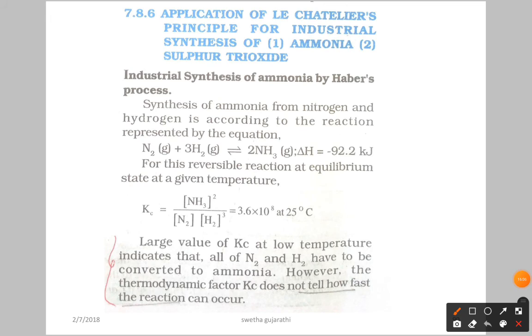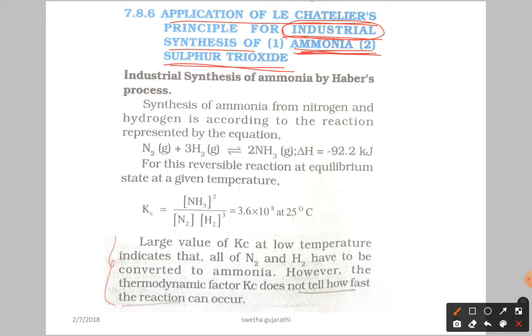Next. In our textbook we have the applications of Le Chatelier principle, for industrial preparation of ammonia and sulfur trioxide. Here we have two applications. Industrial preparation means you are going to prepare in large amounts. If you go for the lab, we prepare only a few samples, but industrial means you prepare in bulk. So here we have two applications, for the preparation of ammonia and sulfur trioxide.